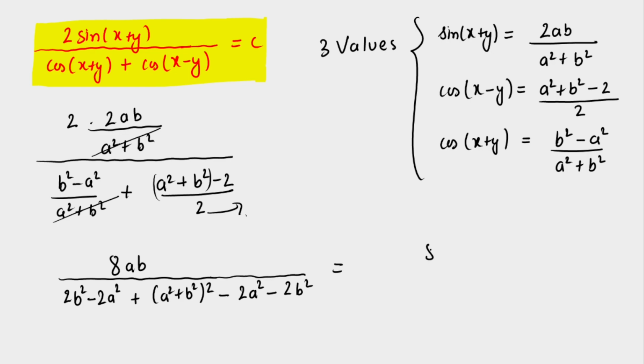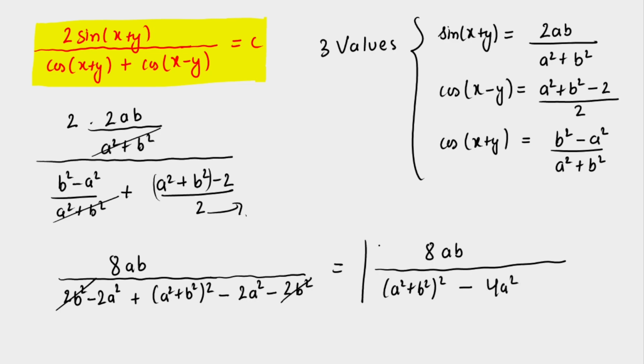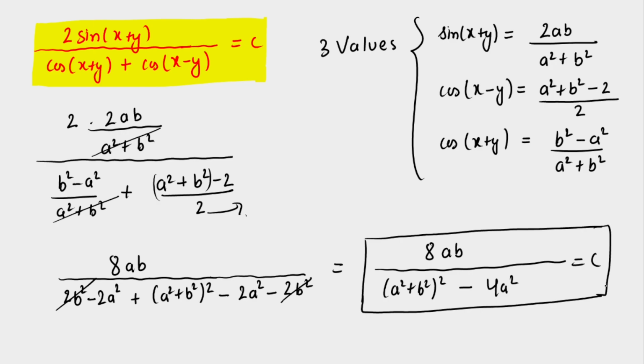So if I calculate this, this is 8ab. Whole thing is divided by, I think, plus 2b square and minus 2b square will cancel out. Here we'll get this as a square plus b square whole square minus 2a square minus 2a square, that is minus 4a square. So I think we have proved after successfully eliminating this will be equal to C. We have successfully eliminated x and y and this will be our final answer, hence proved. And that'll be all.